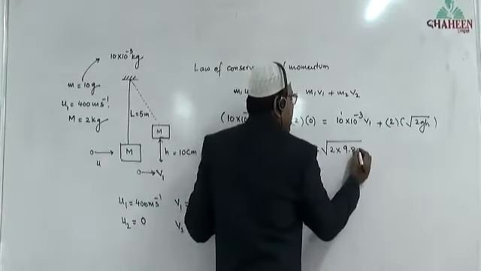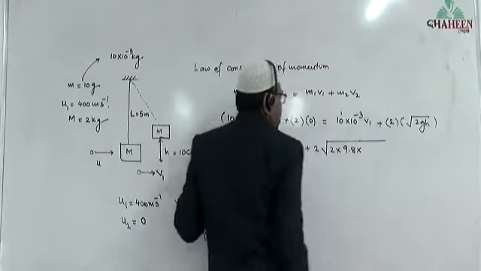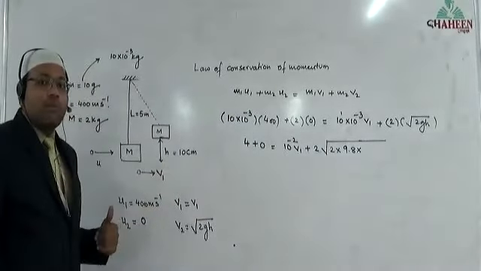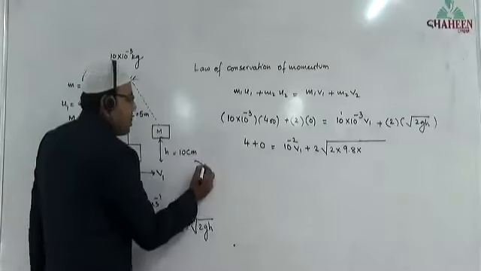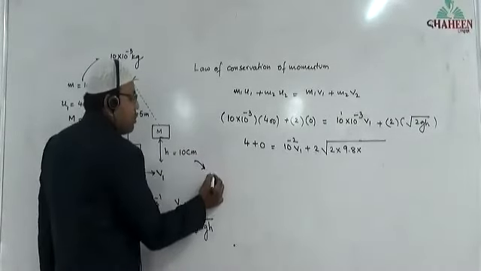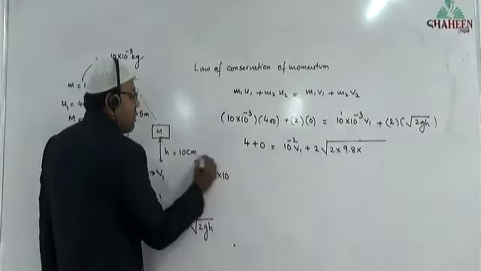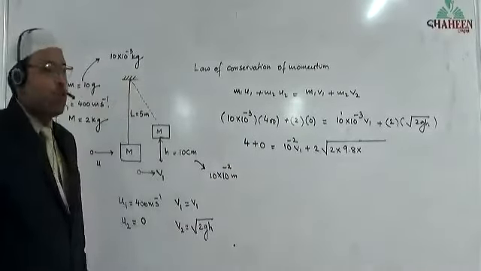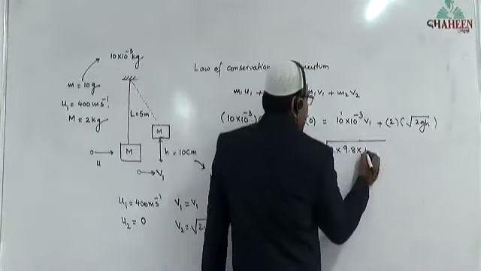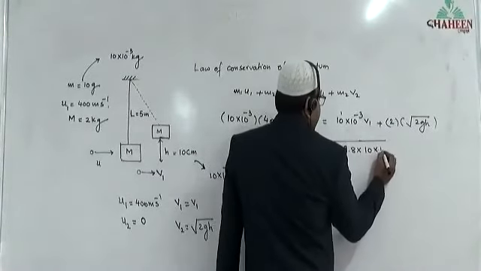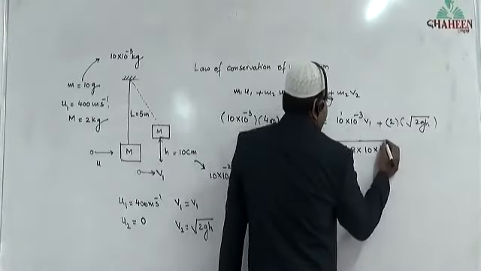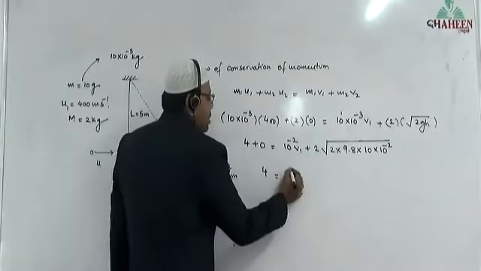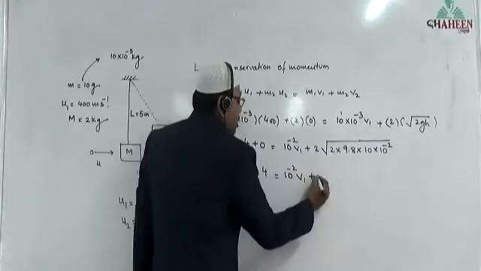This is 9.8 into what is h? It is rising to a height of how much? 10 centimeter. We can convert this into meters because centimeter is not the SI unit. When you convert into meters, this will be 10 into 10 power of minus 2 meter. So now this part will be only 4, equal to 10 power of minus 2 V1 plus 2.